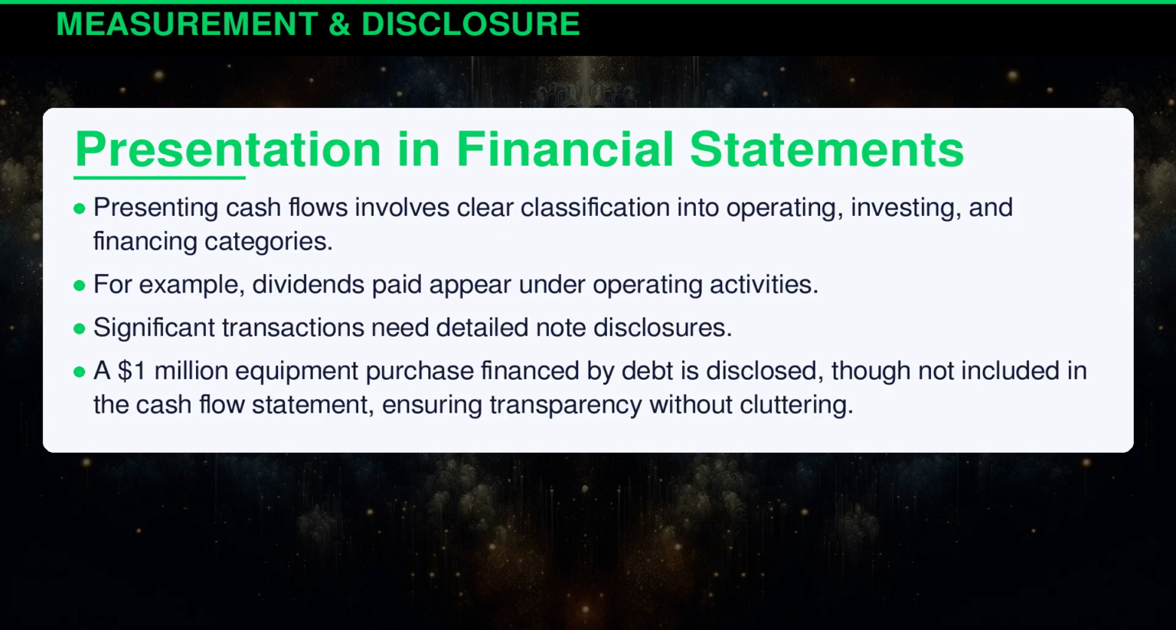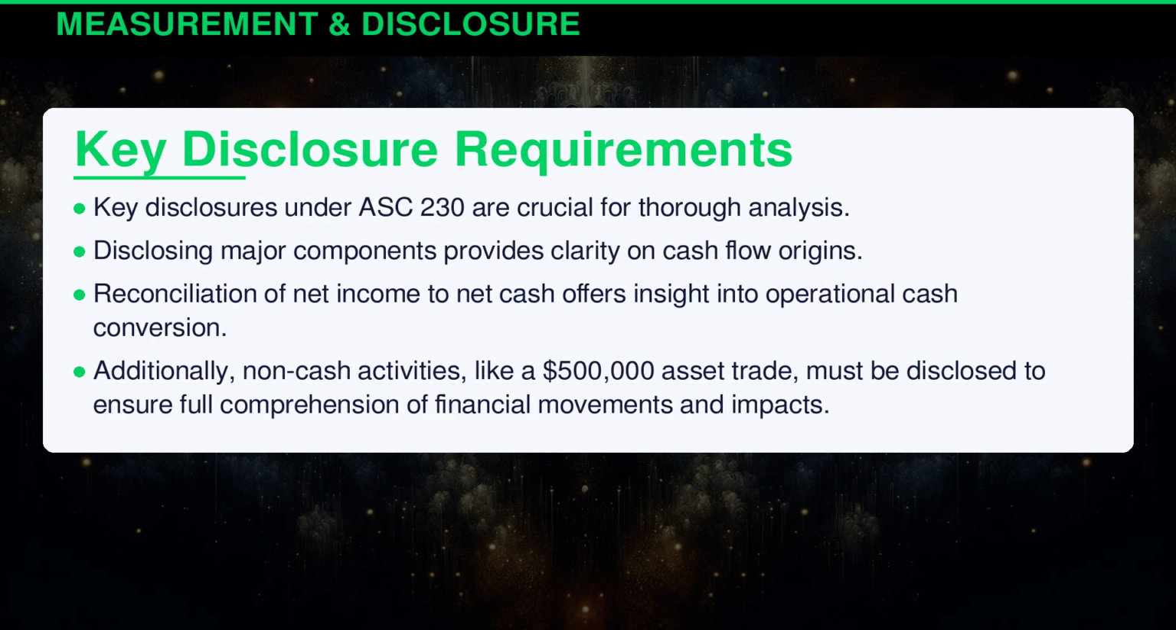Presenting cash flows involves clear classification into operating, investing, and financing categories. For example, dividends paid appear under operating activities. Significant transactions need detailed note disclosures. A $1 million equipment purchase financed by debt is disclosed, though not included in the cash flow statement, ensuring transparency without cluttering. Key disclosures under ASC 230 are crucial for thorough analysis.